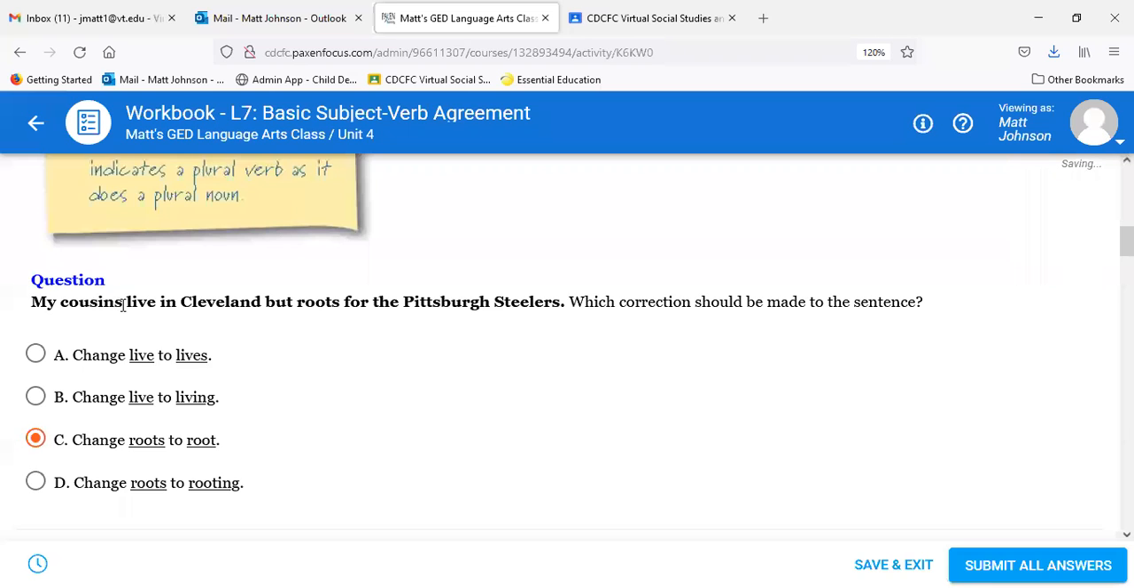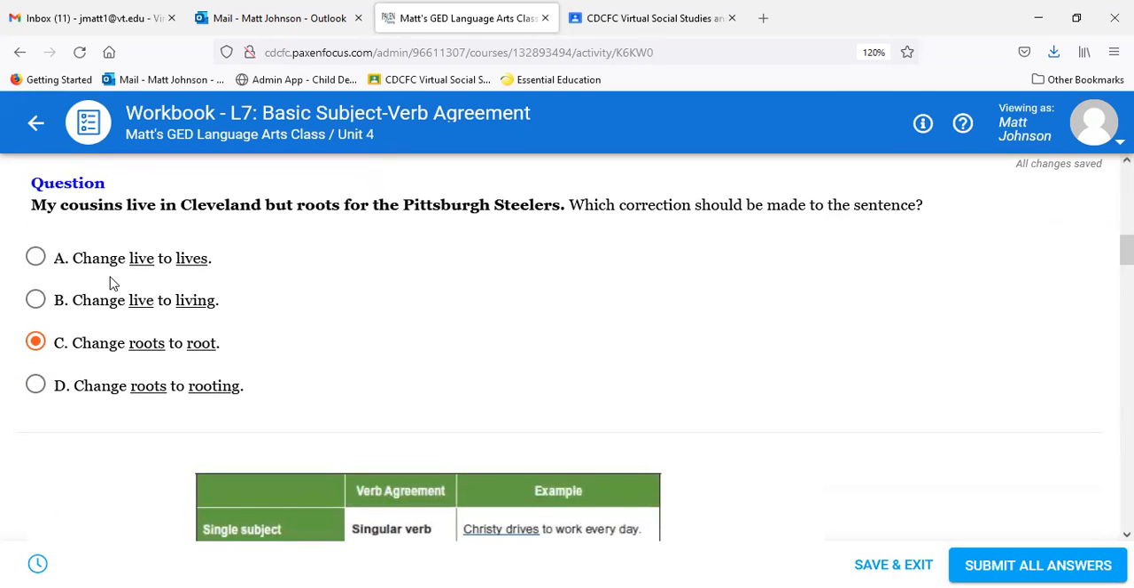Our subject here is my cousin. Right, so that's right at the beginning of the sentence, and it's plural, more than one cousin. So my cousins live in Cleveland, but root, that's going to be the plural verb root for the Pittsburgh Steelers, which is not something you see very often as far as football goes. That's like a huge rivalry if you don't know. And so living in Cleveland and not rooting for the Browns is a problem, especially if you're rooting for one of their most hated rivals. But anyway, my cousin's the subject. Root is the verb that you want to agree with that subject. My cousins live in Cleveland, but root for the Pittsburgh Steelers.